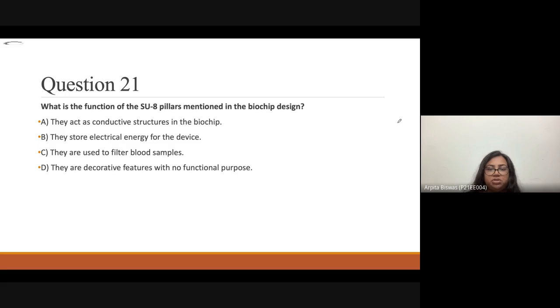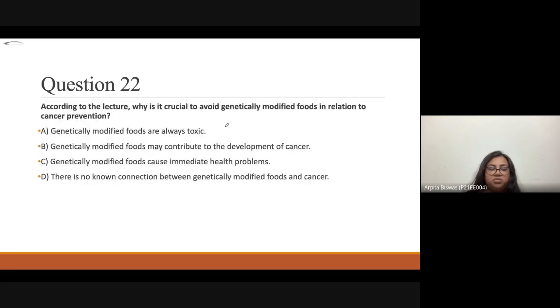The right option is option A. They act as a conductive structure in the biochip. Okay. So next move toward the question number 22.